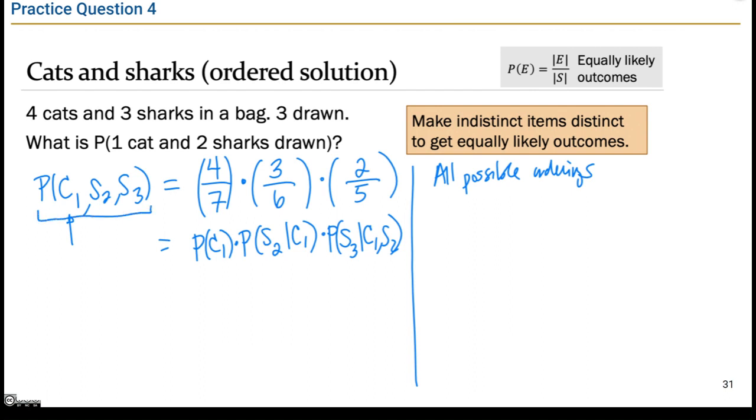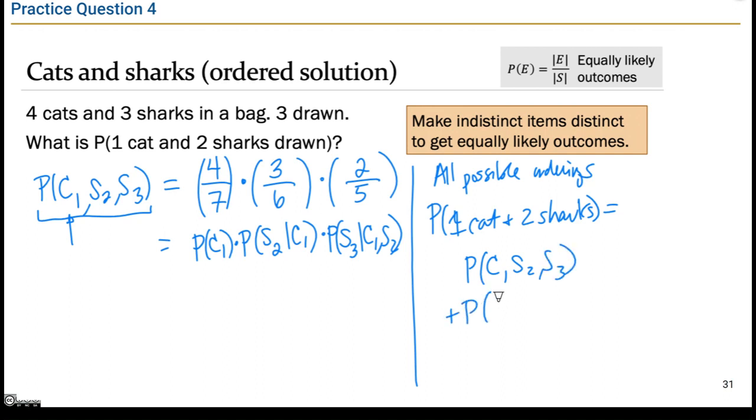Okay, and now I have to think of, well, that was just one ordering. How many other orderings do I have? Well, let's see, I'll say probability of 1 cat and 2 sharks is probability of C1, S2, S3, plus, what's another way it could have happened? I could have gotten a shark first, a cat second, and a shark third. Or I could have gotten a shark first, a shark second, and a cat third. Those are the only 3 ways that I can switch these around.